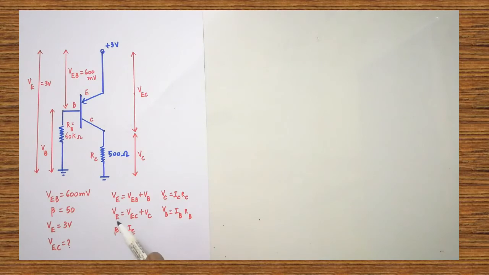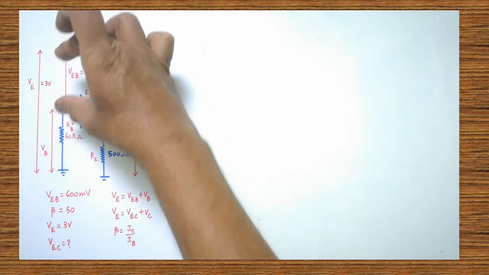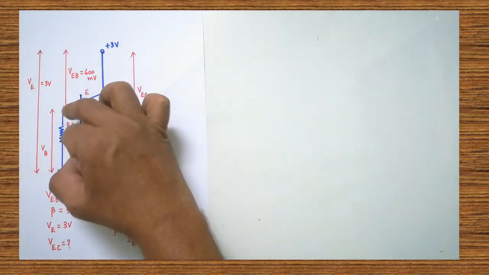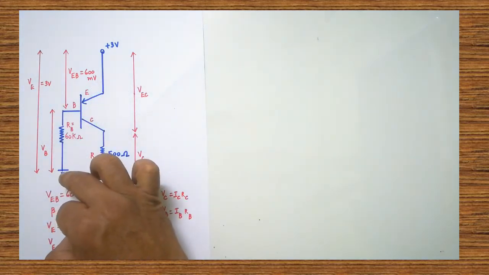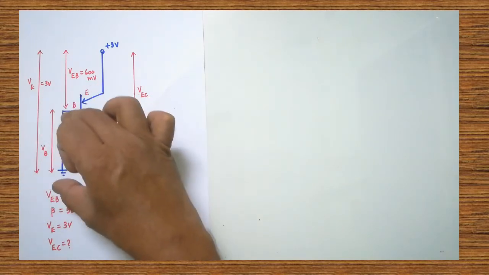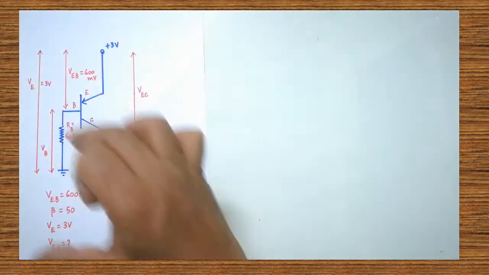And here other important formulas must be known. VE, look at that. Here VE is a sum of VEB and VB. Are you clear? VB is the voltage right from the base end up to the earth. In between, that potential difference is there, no? That is called VB. If VB is added with VEB, you will get VE.